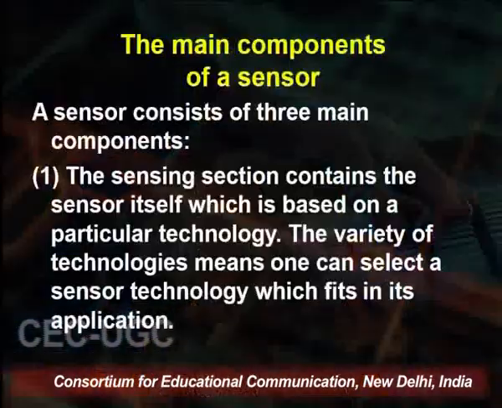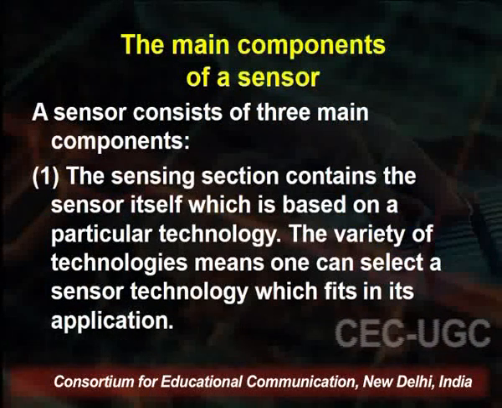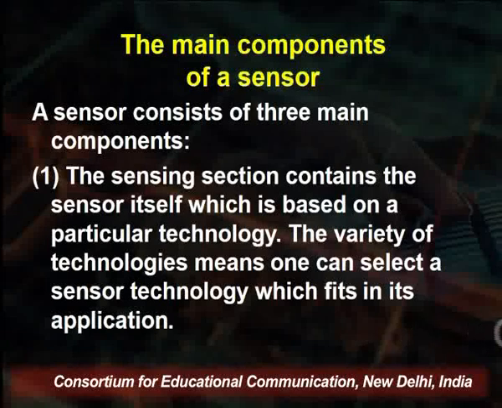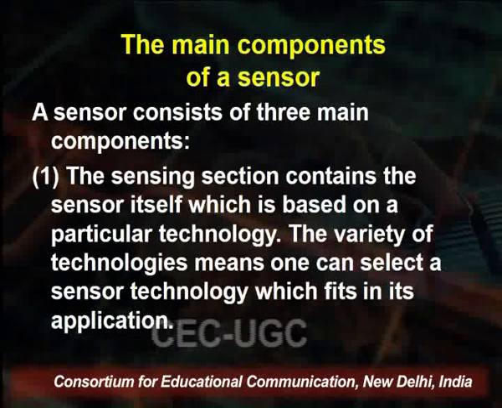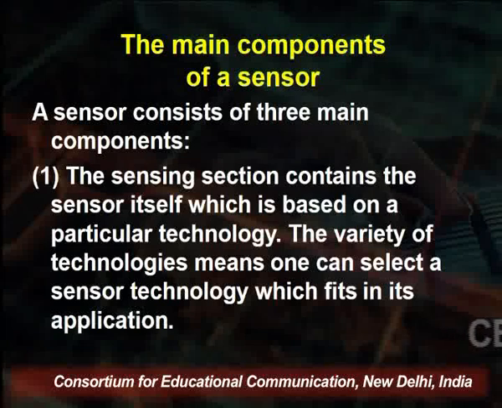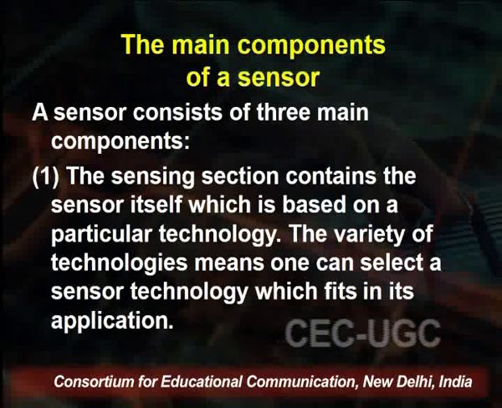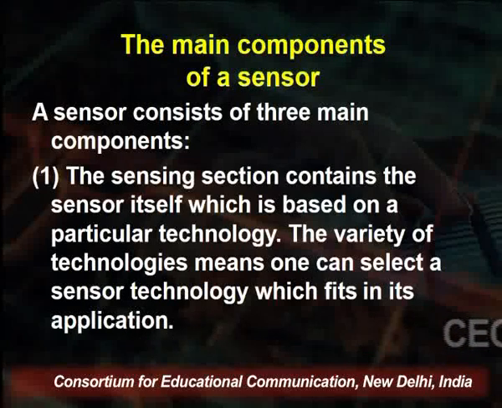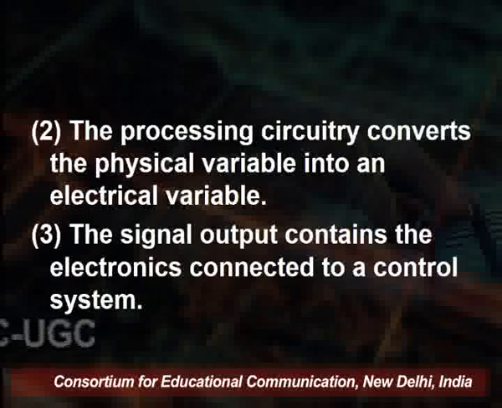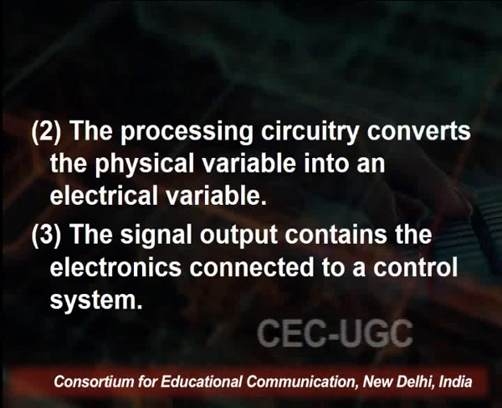So, what are the main components of a sensor? The sensor has three main components. Basically, it depends upon the application where we are using the sensor. So, the sensing section contains the sensor itself, which is based on a particular technology. A variety of technologies means one can select a sensor technology which fits the application. So, on the basis of the application, we use the components of the sensor.